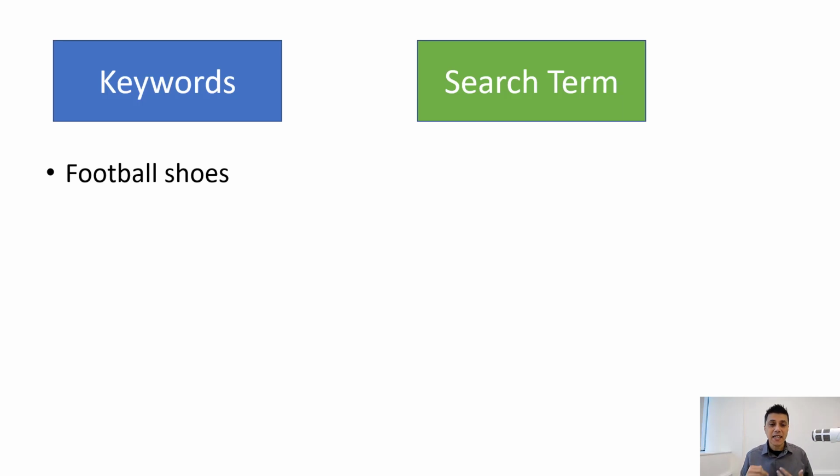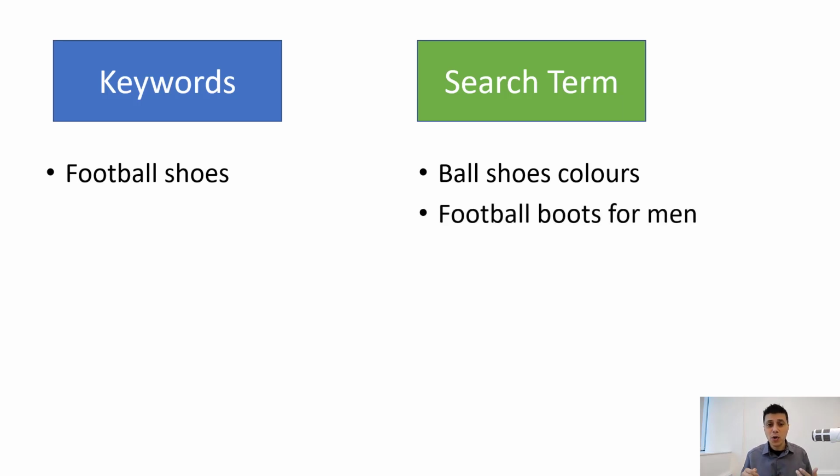So in this case, if you've got a keyword for football shoes, your ad could possibly appear for ball shoe colors, or it could even appear for football boots for men. That's because of the match type that we have used in Google Ads when specifying our keywords.